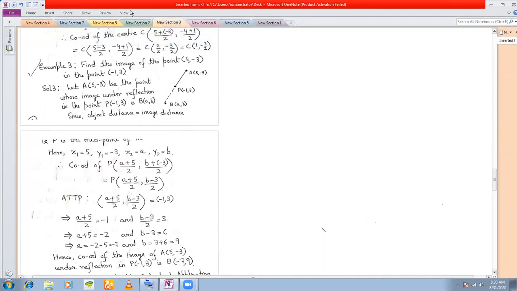The question here is: find the image of the point P in the point minus 1, 3. Now, if you remember, I told you that when we talk about the image of a particular point in a point, we are talking about a point mirror here. In the point here means that this coordinate is our point mirror. So let's take this as our, say, M. This is a point mirror.